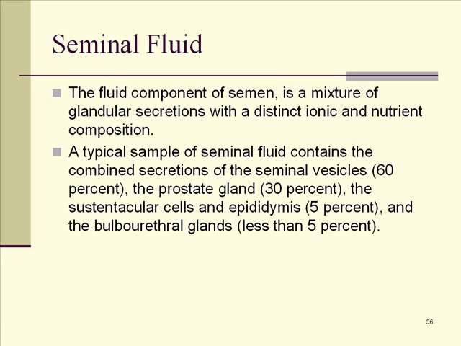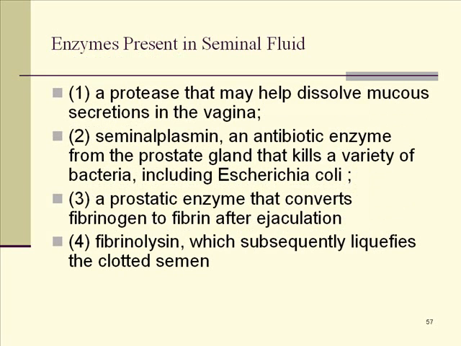The fluid component of the semen is a mixture of glandular secretions, with distinct ionic and nutrient composition. A typical sample of seminal fluid contains a combined secretion of seminal vesicles, about 60%, prostatic gland about 30%, and epididymis about 5%. Don't need to know all these percentages, just to give you some idea. And the bulbourethral gland contributes less than about 5% to the semen. A protease, which will help dissolve the mucus secretions in the vagina. Protease is basically an enzyme.